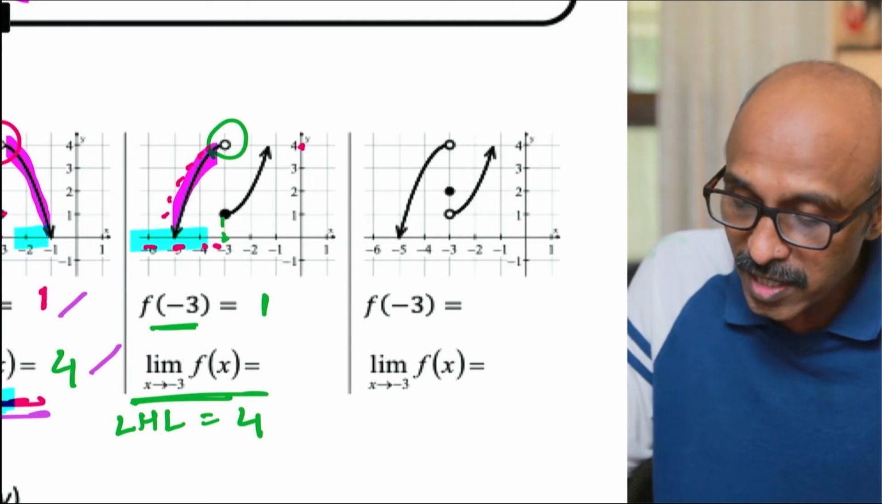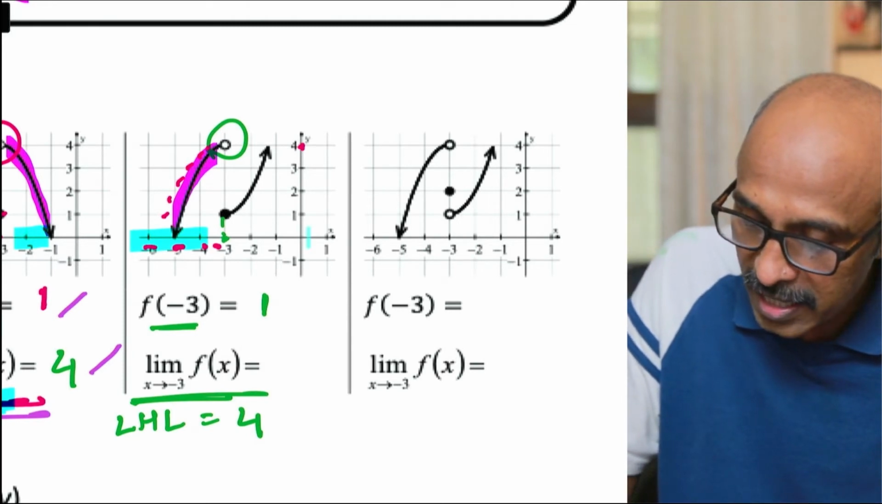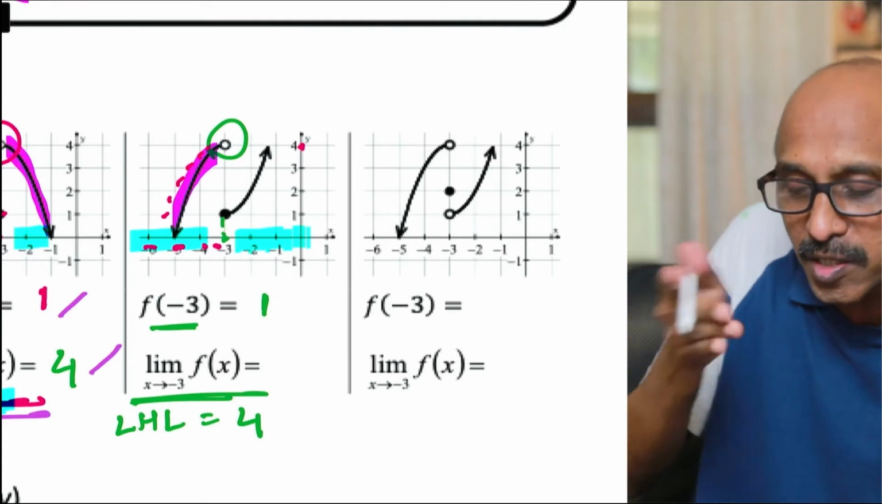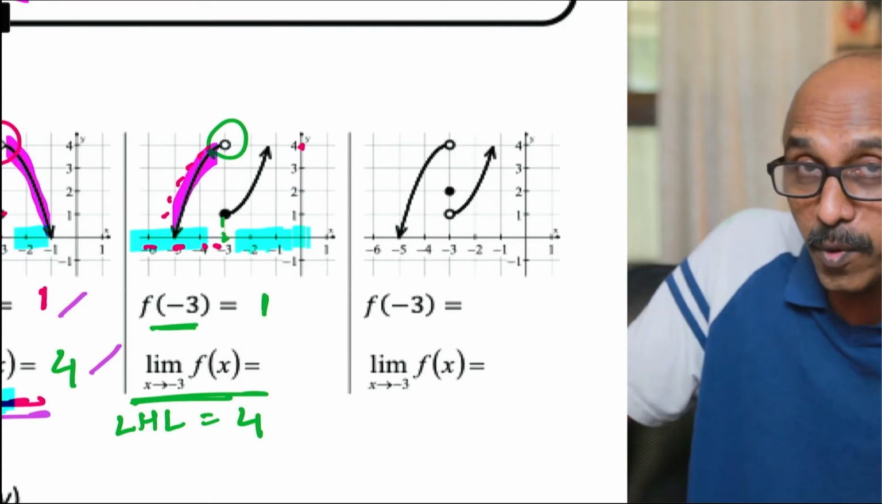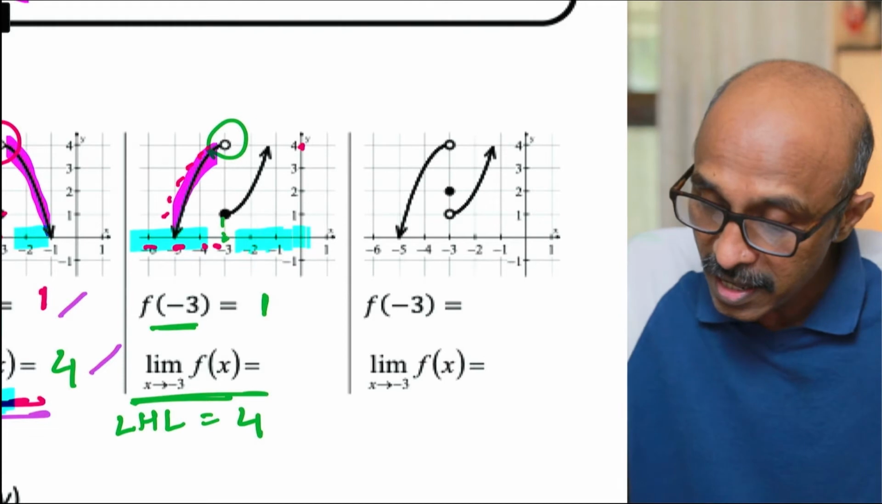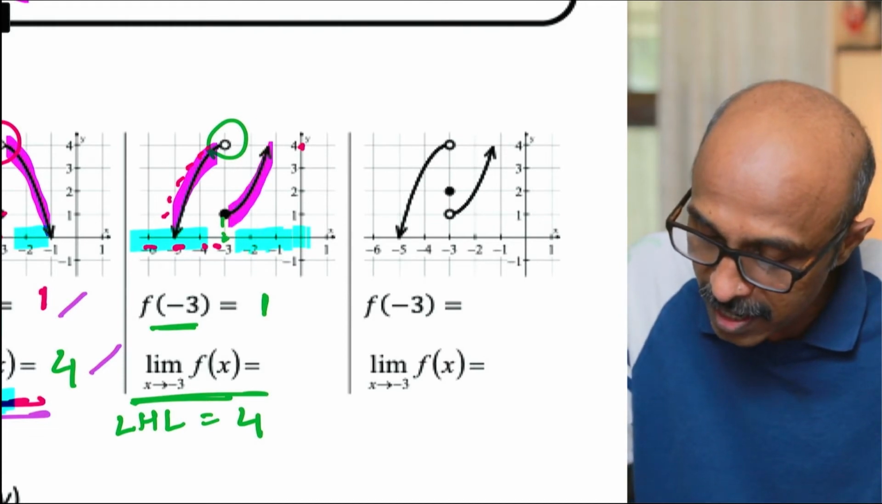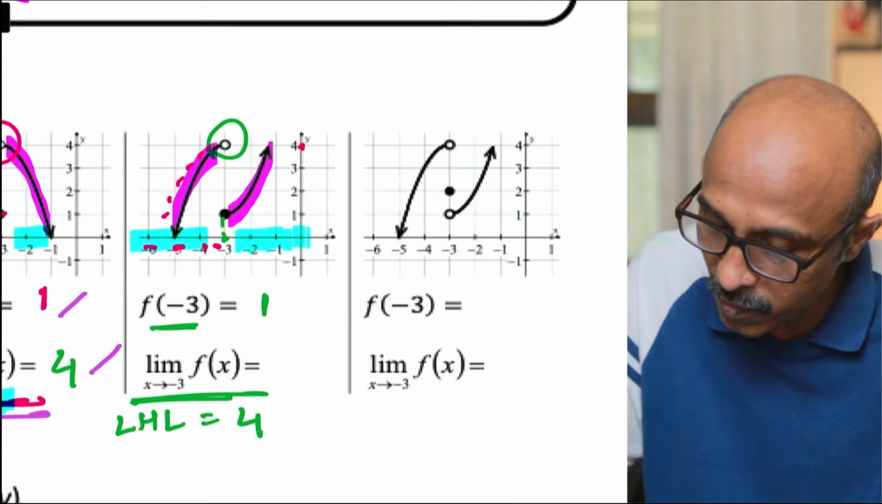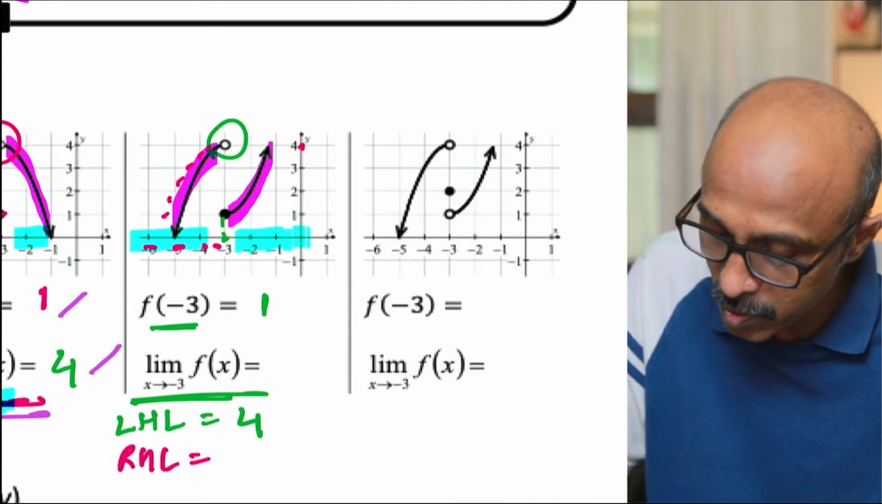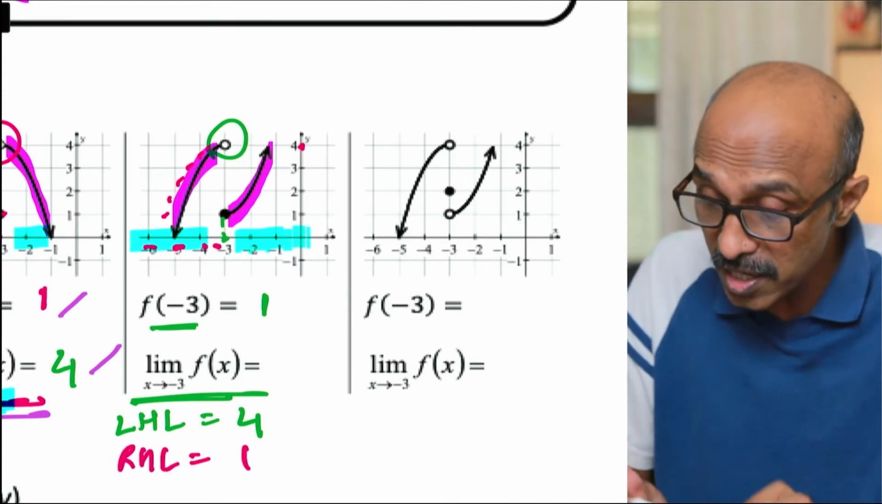The right-hand limit, in the same way, as you're approaching x equals -3 from the right-hand side, that means values of x are decreasing to -3, approaching -3 from the right-hand side. The values of the function are coming down and decreasing, and they're approaching 1. So I have a right-hand limit equal to 1. Look at this case. It's an interesting case.